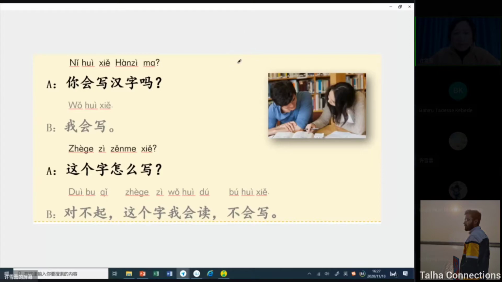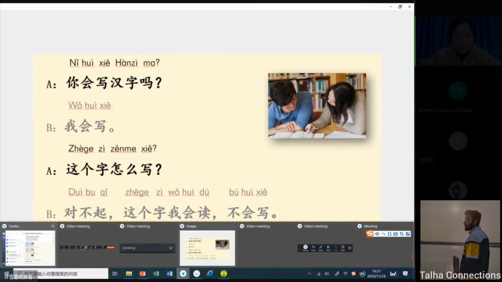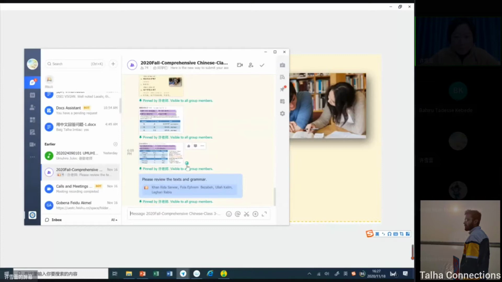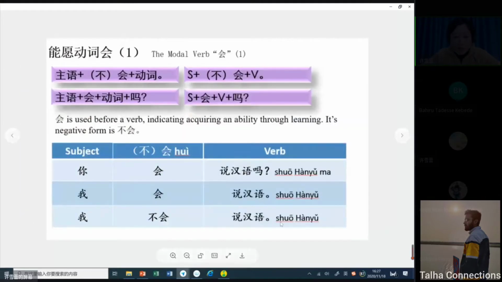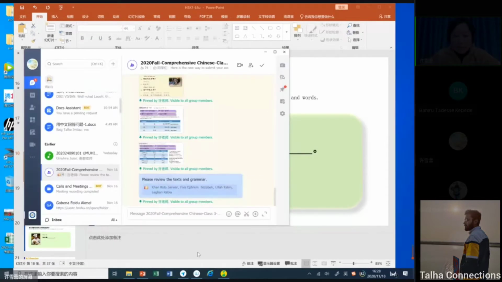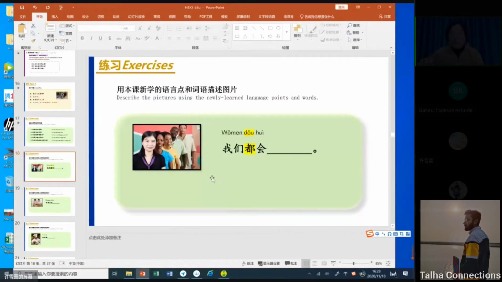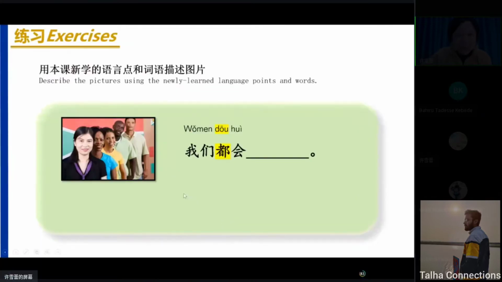好. That's what we learned last time. I sent the list of slides for you to review what we learned. We're going to do some practice. 好，我们现在做练习。Look at the pictures. Let's describe the picture with what we learned last time. You can take a look.